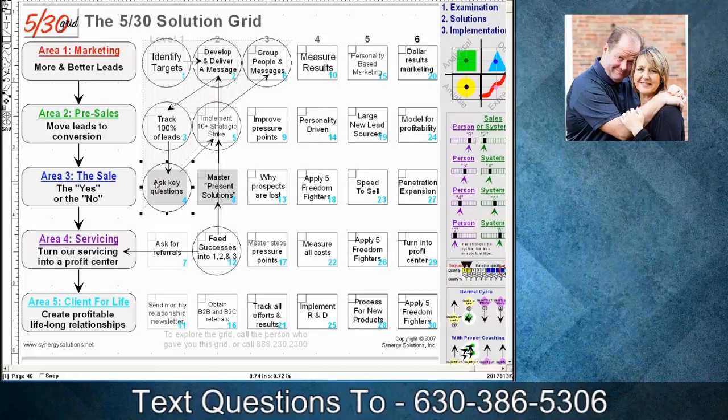And that is going to help people. I hope people that are online, watching this, are seeing how important it is to identify targets in your business. What are the targets that you're looking at? It's really more and better leads. Then when we go to the pre-sales, it moves these leads to a conversion. We haven't got the sale yet, but once we get to area 3, which is the sale, it's the yes or the no.